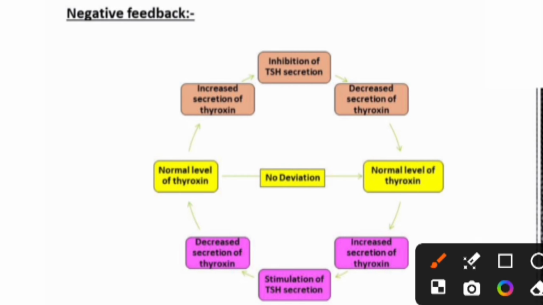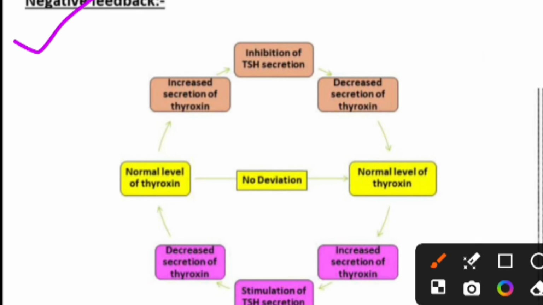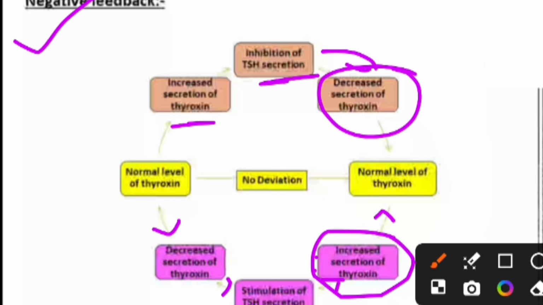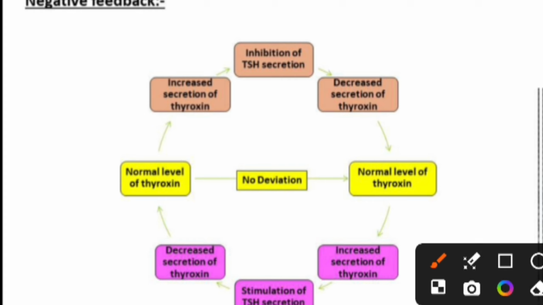This is an example of the negative feedback mechanism, where thyroxine is released from the thyroid gland and TSH hormone is released from the pituitary gland. The full form of TSH is thyroid stimulating hormone, and the pituitary gland controls the thyroid to release thyroxine hormone. When the level of thyroxine hormone increases, TSH secretion is inhibited. When TSH secretion is inhibited, it decreases the secretion of thyroxine hormone. And when the thyroxine level decreases, it stimulates TSH secretion from the pituitary gland, and due to the increased secretion of TSH, the thyroxine level increases. This way the negative feedback mechanism works and maintains the thyroxine hormone level in our body. Sorry, there is a wrong arrow.